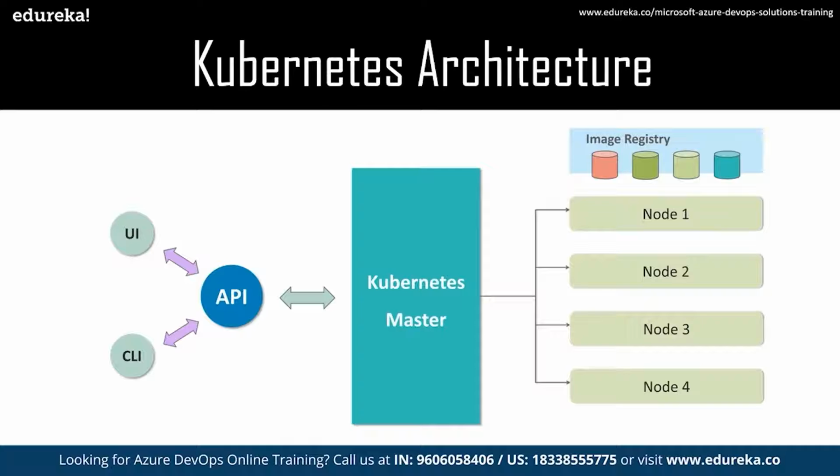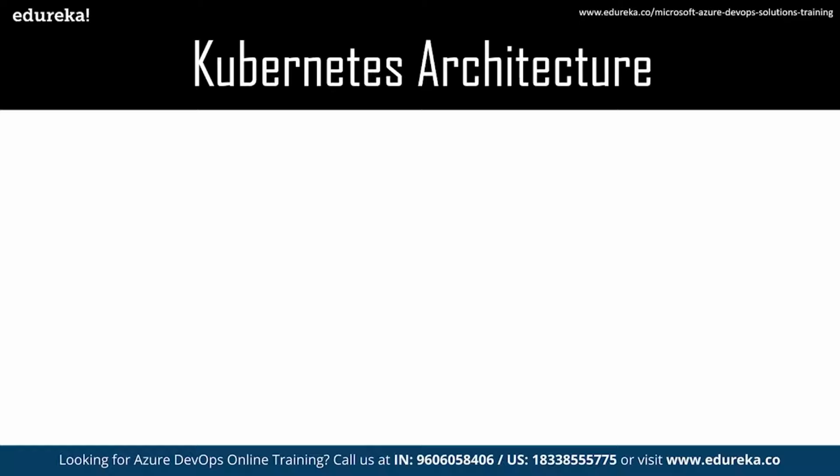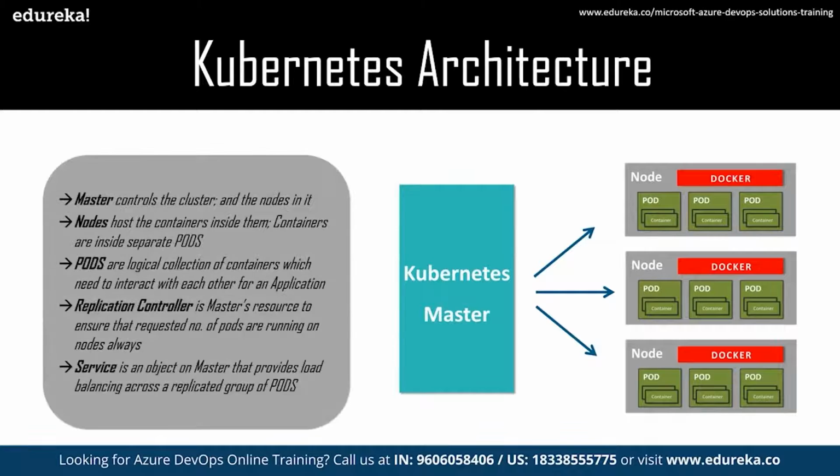To understand this better, let's go ahead and take a look at this diagram that you have. What you see here is a Kubernetes master, and inside this Kubernetes master, there are quite a few other things as well. We'll discuss those. But what you see on the screen are some key components that you need to know. Inside your Kubernetes master, you'd be having two important pointers, that is your replication controller and your service. A replication controller is a resource that is owned by your Kubernetes master. What it does is it ensures that the requested number of pods are running on nodes always.